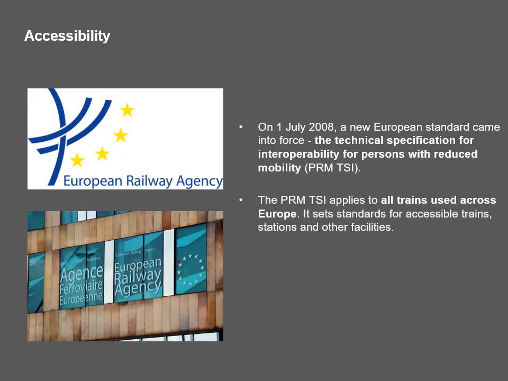In July 2008, a new European standard came into force, and this was the technical specification for interoperability for persons with reduced mobility. The PRM-TSI applies to all trains used across Europe, and it sets standards for accessible trains, stations and other facilities.